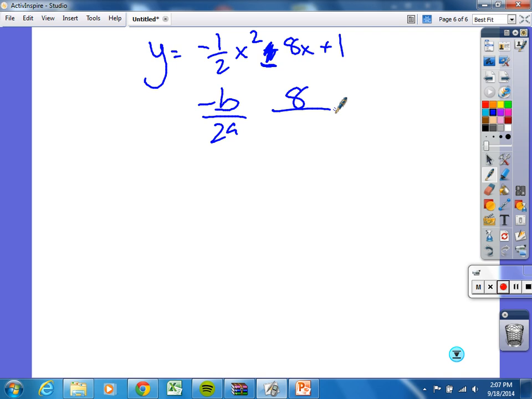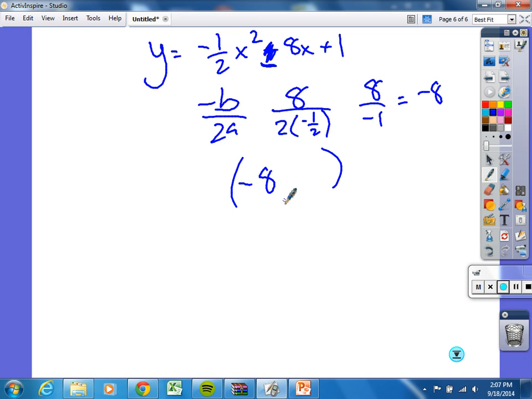Plug in 2 times, what's the a value? Negative a half. How do we multiply fractions? Straight across. What's 2 times negative 1/2? That's a pretty simple one. What's half of 2? 1. So it's negative 1, right? So that's negative 8. Does everybody understand how I got negative 8 as the x value of my vertex?